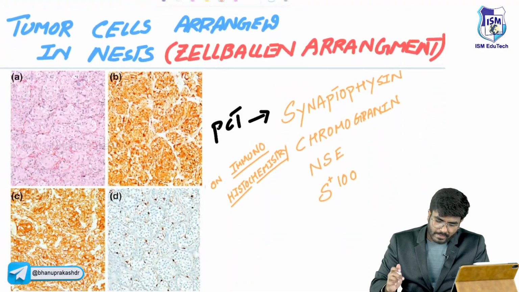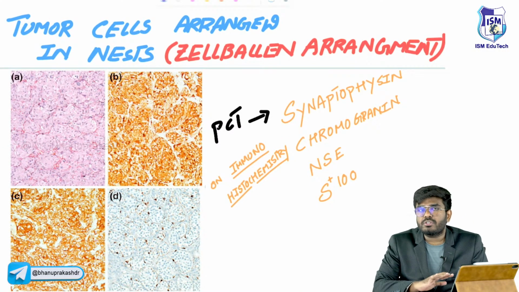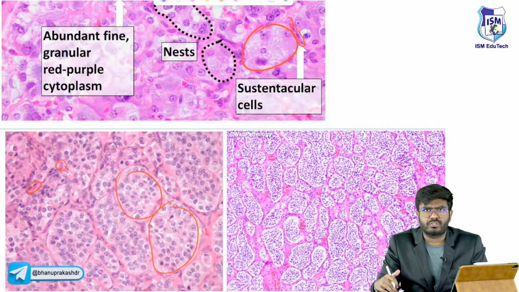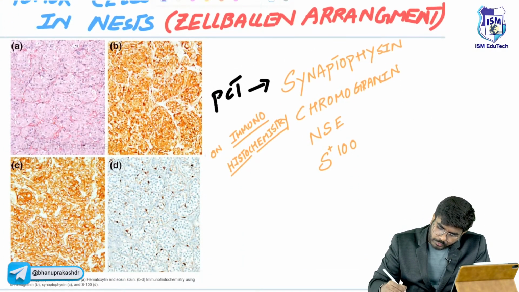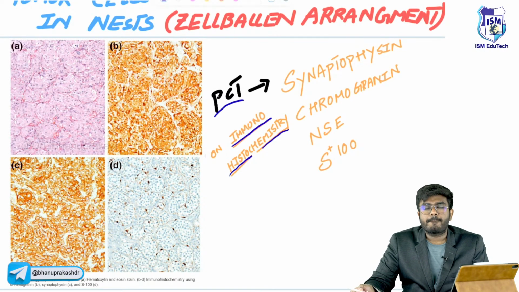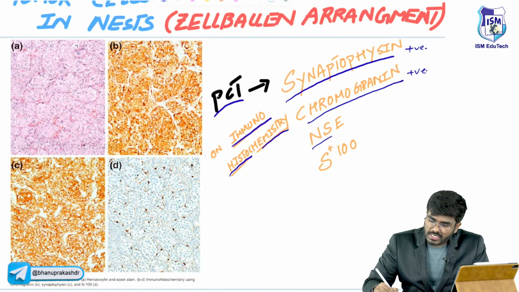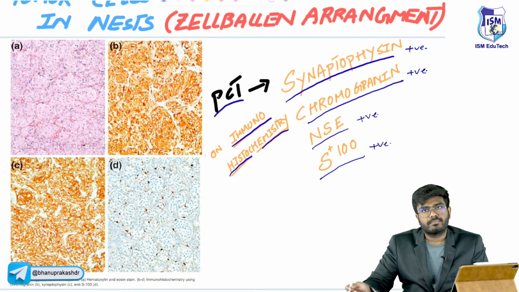Now, the MCQ which was asked. When you go for immunohistochemistry, not just the hematoxylin and eosin stain, what will you see? What will come positive? In pheochromocytoma, synaptophysin positivity will be seen, chromogranin positivity will be seen, non-specific esterase positivity, and S100 positivity is going to be seen.